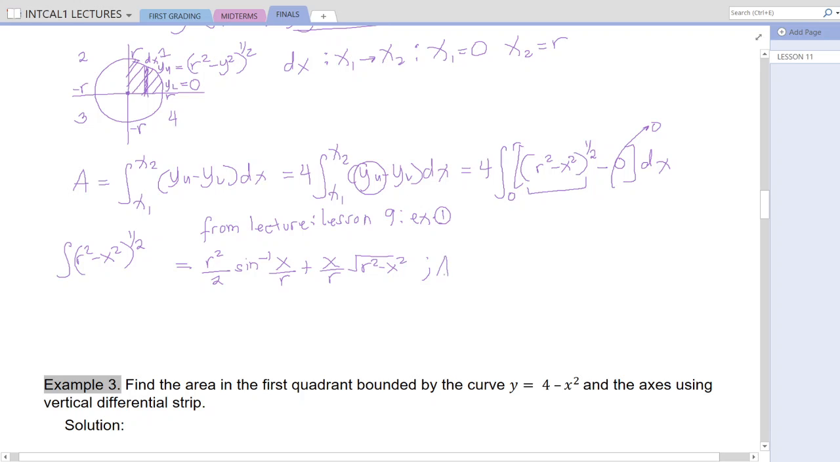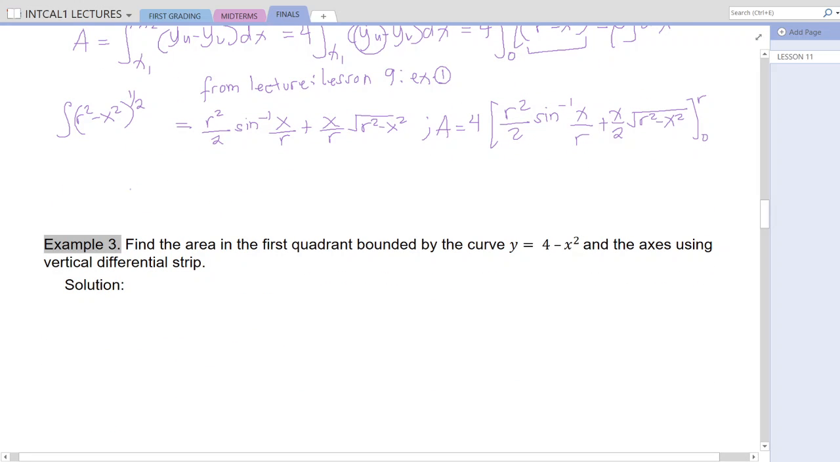So that we have to get the area now. Getting the area, that is equal to 4 multiplied by r squared divided by 2 arcsine of x divided by r, plus x divided by 2 times the square root of r squared minus x squared, and the limits are from 0 to r. Having that one, upper minus lower, the area is equal to 4 multiplied by r squared divided by 2, and there we just have to copy the radius, since that is a constant.